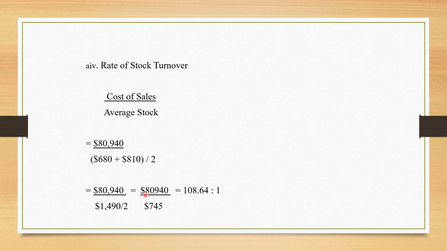So we now divide the cost of sales of $80,940 by $745 to get an answer of 108.64 to 1. Again, this is measured in times. So the stock turned over 108 times during that accounting period. This was a very good turnover of stock for the business.